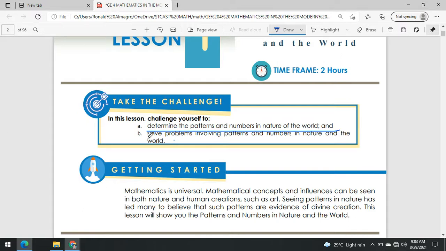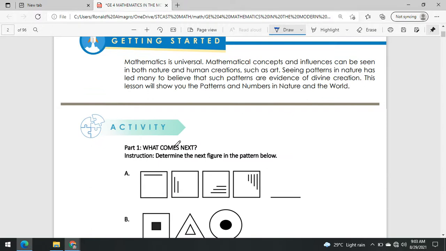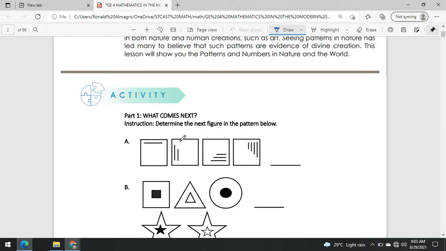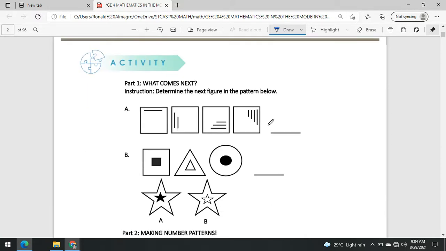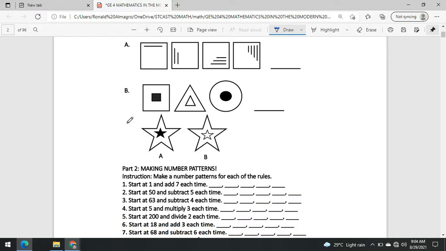Lesson one. So getting started, we have our activity. Part one, what comes next? Instruction: determine the next figure in the pattern below. Students, you need to draw what the possible pattern will be next. So you need to draw A, B, and C.